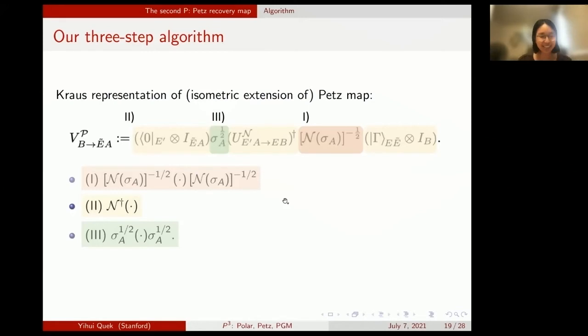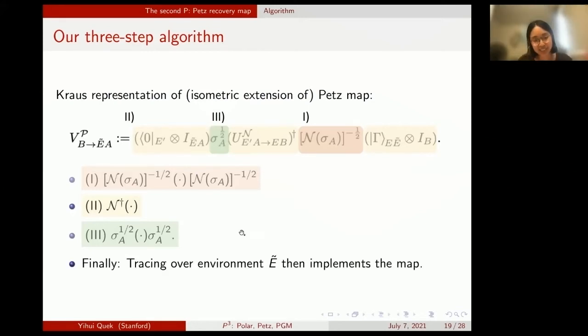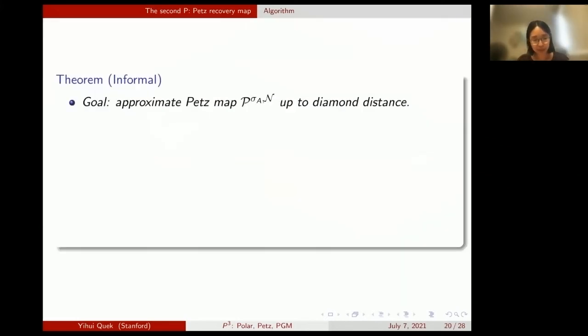So this is basically our algorithm. Okay, there's one last thing, which is that we have to trace over some environment E tilde, but tracing is just ignoring the state in E tilde.